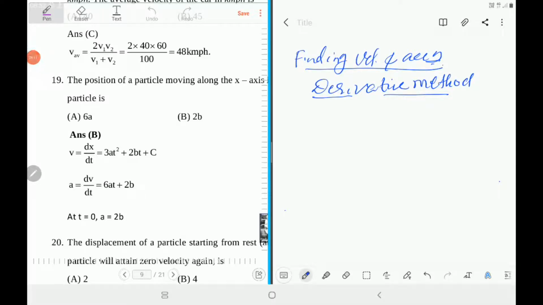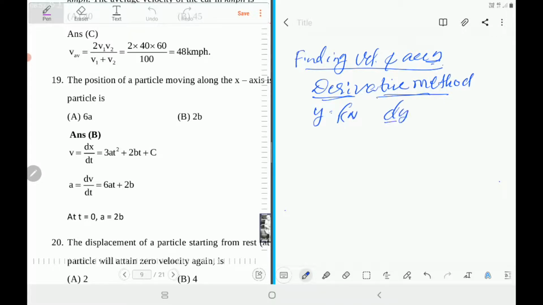Children, we will see one more application in this chapter: finding velocity and acceleration by the derivative method. In your mathematics class this year, you learned limits and derivatives, the rate of change of displacement. If y is a function of x, then dy by dx is the derivative. You have an equation y equal to 4x square plus 2x plus 1. How do you find the derivative?